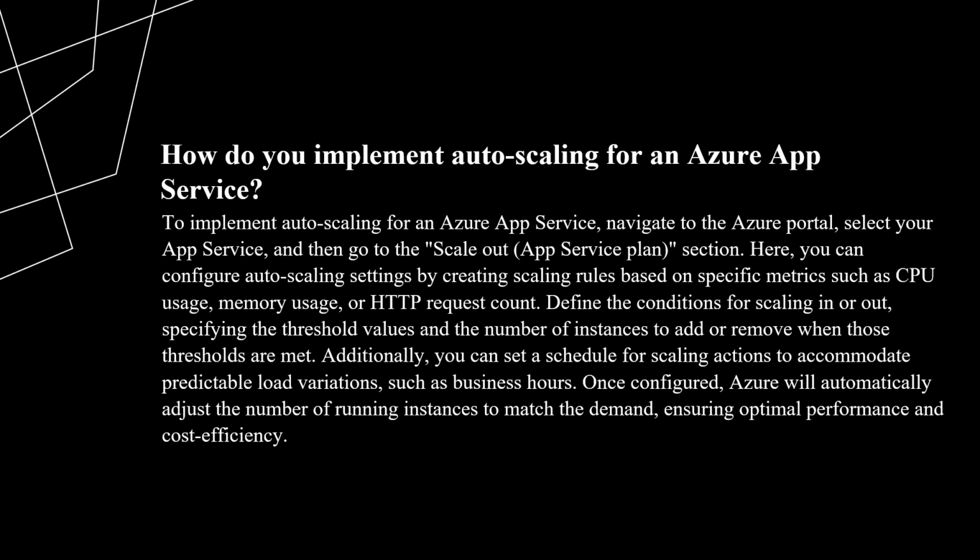How do you implement auto-scaling for an Azure app service? To implement auto-scaling for an Azure app service, navigate to the Azure portal, select your app service, and then go to the Scale Out, App Service Plan section. Here, you can configure auto-scaling settings by creating scaling rules based on specific metrics such as CPU usage, memory usage, or HTTP request count. Define the conditions for scaling in or out, specifying the threshold values and the number of instances to add or remove when those thresholds are met.